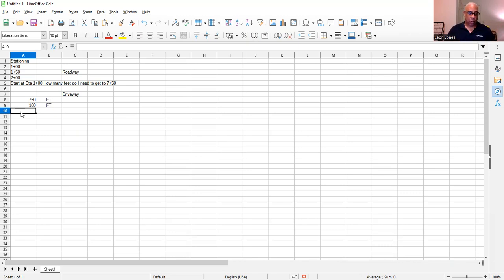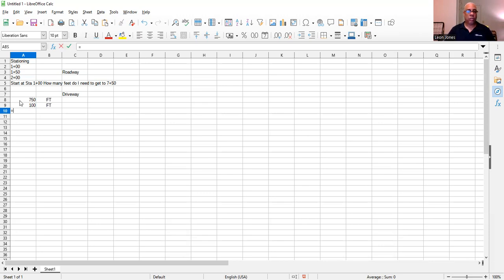So, what I'm going to do, the question is, how many feet do I need to get from station 1 plus 00 to 7 plus 50? Okay, I've already converted all of the stations to numerical feet. So now you have a total length. So this is very easy. I'm going to go ahead. I have 750.